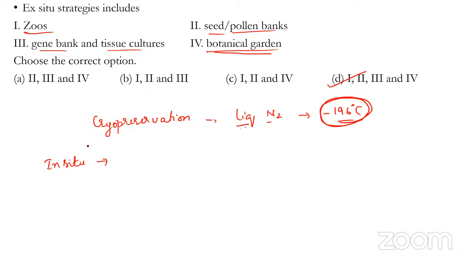In situ conservation, again, data important. I'm just going to list down all those data as well as the methods of conservation. One of the important in situ conservation methods is biosphere reserves, and India has 14 such biosphere reserves. Then there is national park. India has 90 national parks.